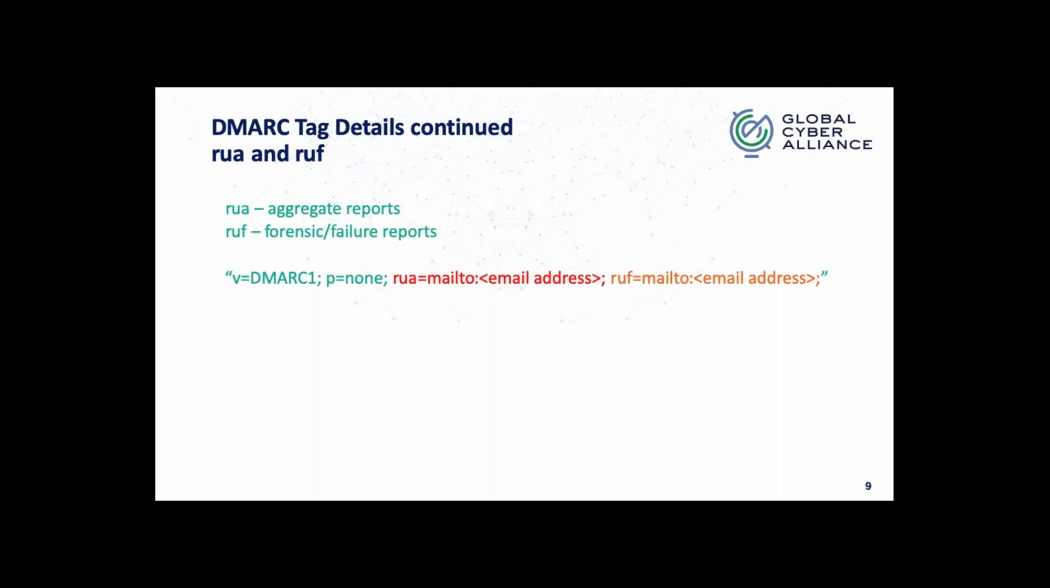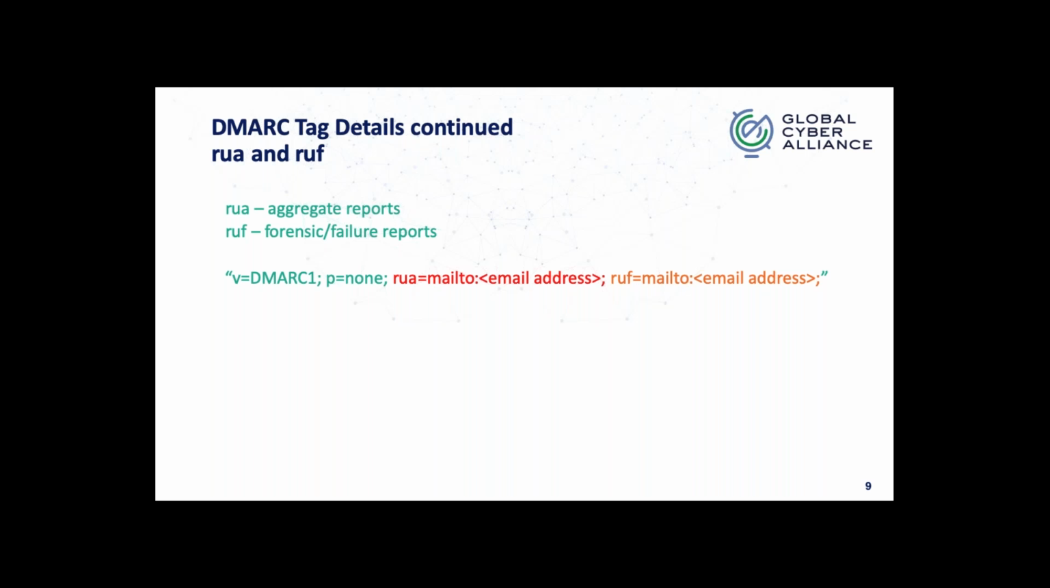So this is why we're saying and requiring to have the RUA in there rather than making it an optional tag. By DMARC standards, it's optional, but from our GCA point of view, it should be a required tag. So put in RUA equals mailto: and then your email address.